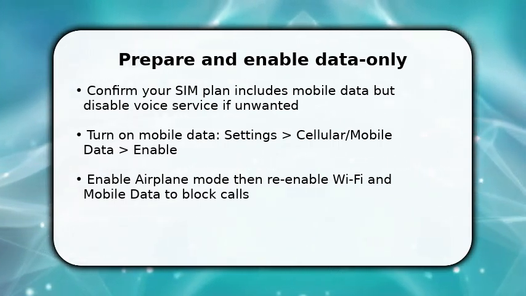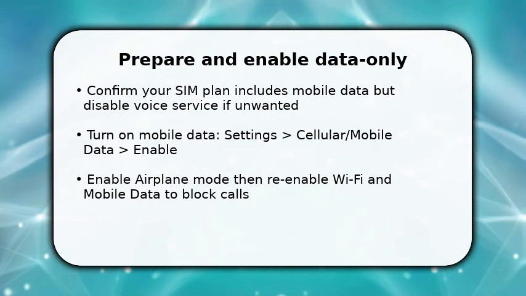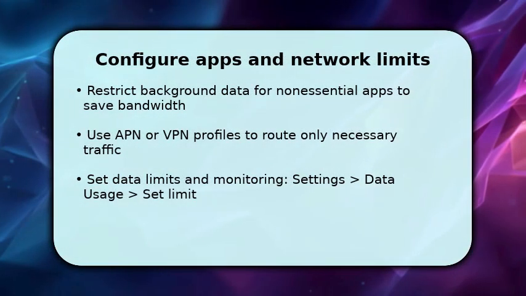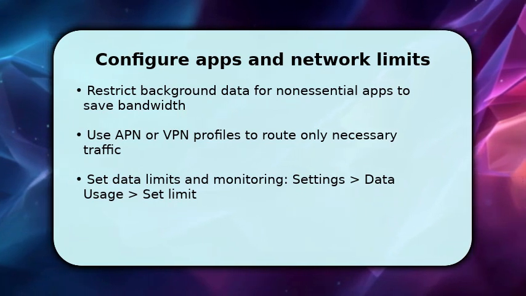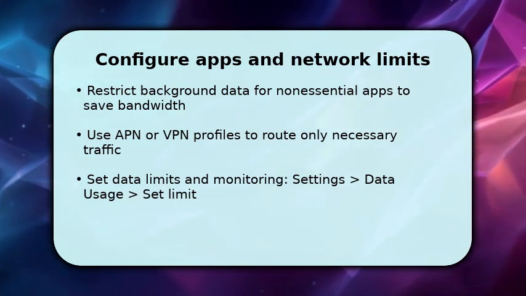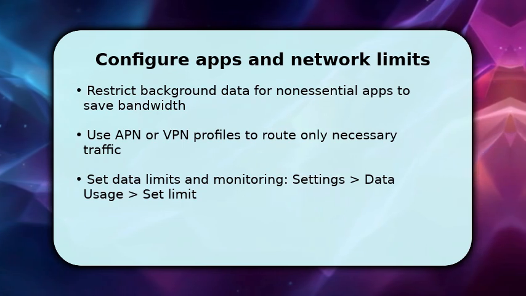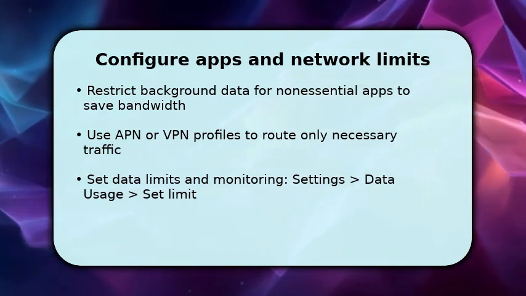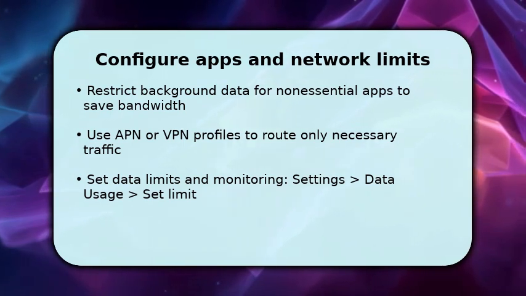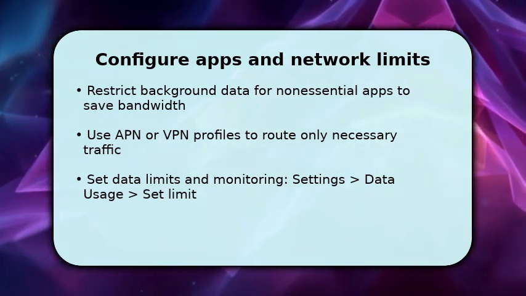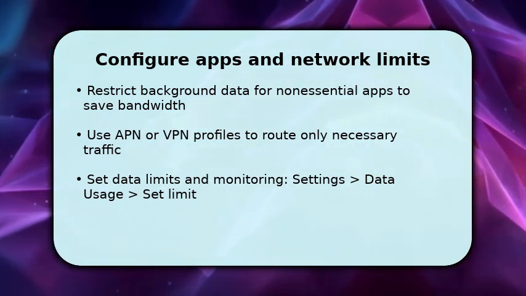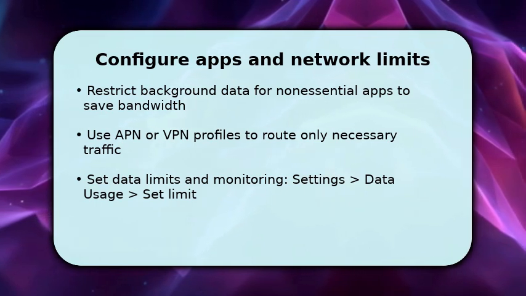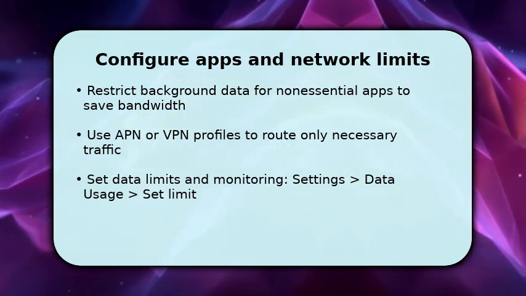keeping data active. Next, you tune app and network behavior so data is efficient and calls remain blocked. Go app by app and restrict background data for anything non-essential. This reduces unexpected usage. Then configure APN or a VPN profile if you need specific routing or to avoid carrier voice services. Also set a data cap and enable alerts in data usage so you don't exceed limits.